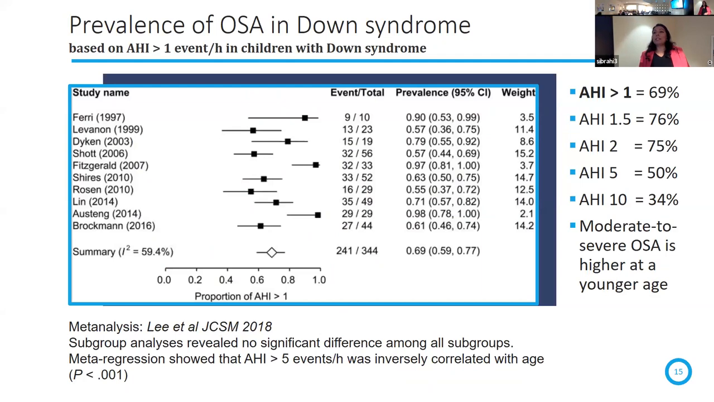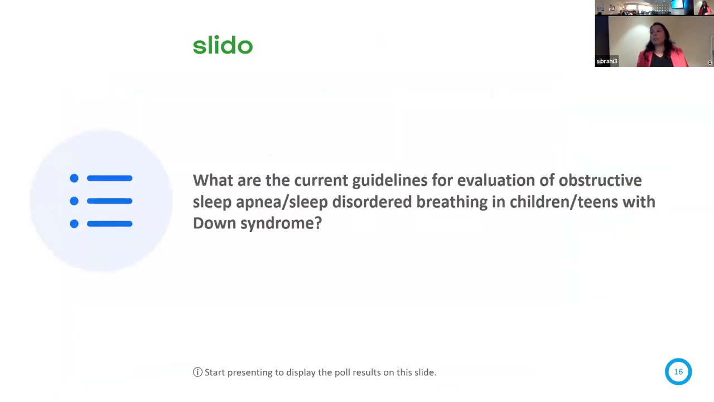What's the prevalence? This looks at a meta-analysis from 2018, based on the AHI of one event, which is the criterion for obstructive sleep apnea in children. 69% had obstructive sleep apnea. If you really want to hold on to your AHI of 5, 50% had obstructive sleep apnea. Still quite a large prevalence. And so this sort of led into some of the guidelines that we see for obstructive sleep apnea.